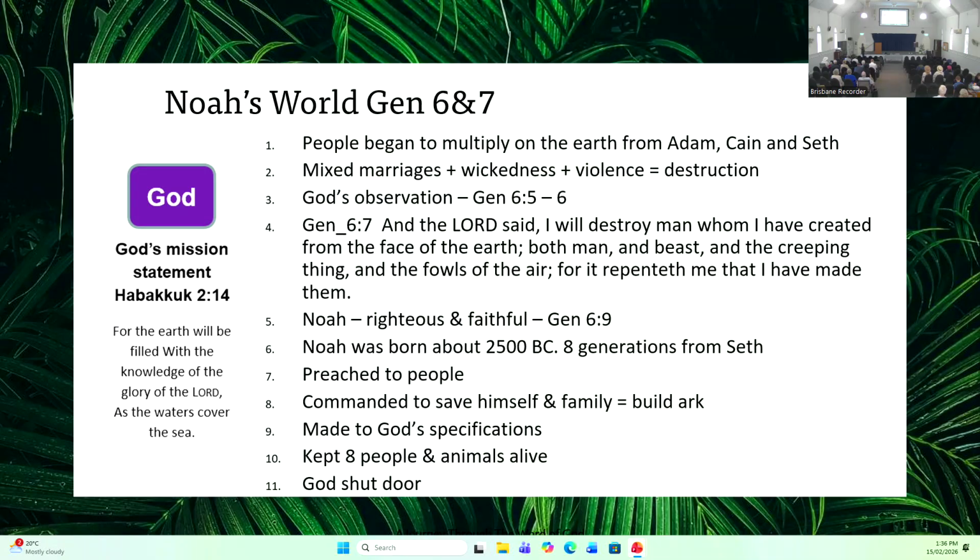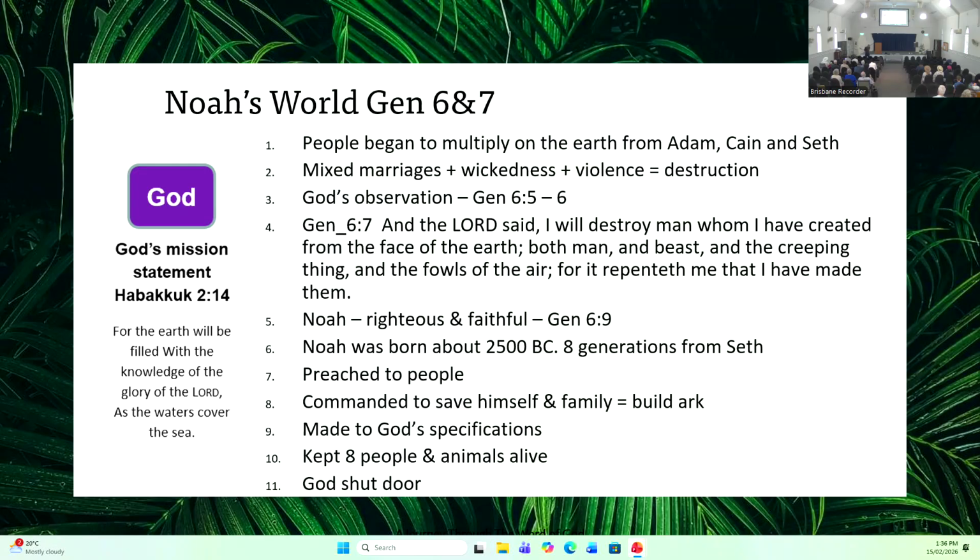So God had a look at the state of mankind and the earth, and actually says that he regretted creating mankind because it was that sinful and that bad. And so he decides that he's going to wipe out creation using water, using a worldwide flood. So enter a man called Noah.